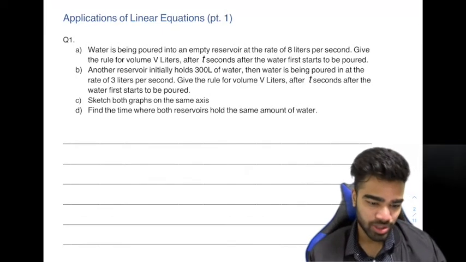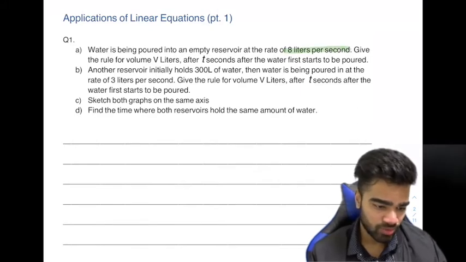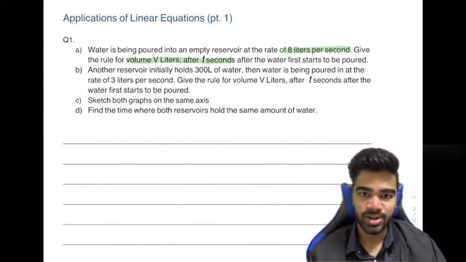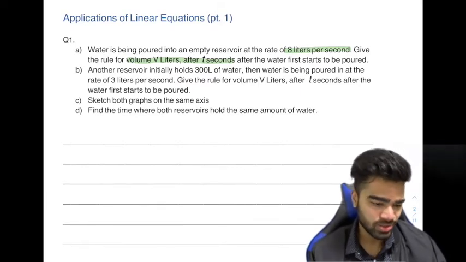So let's read this first question. Water is being poured into an empty reservoir at the rate of 8 liters per second. Give the rule for volume V after t seconds after the water first starts to be poured. Alright, that's interesting. Notice what I did there. As I read the question, I underlined what I thought was the important information. So I want you guys to do that as well from now on. So let's think about this.